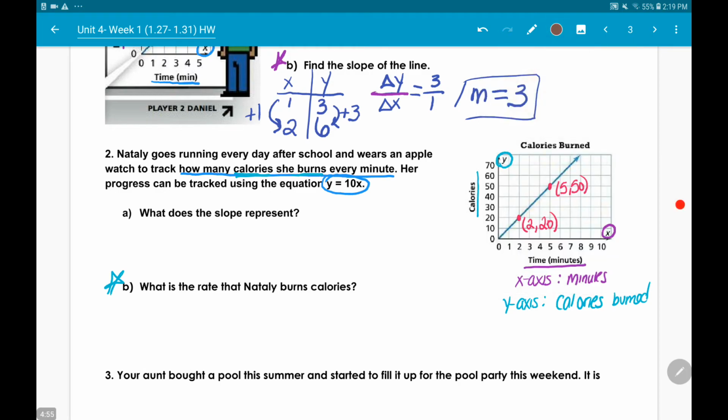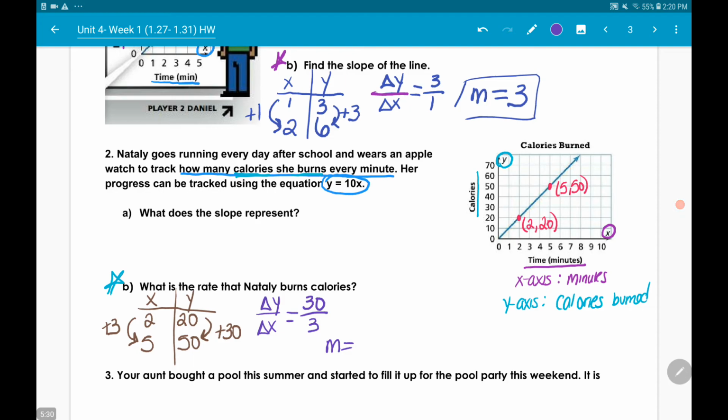And now step number 2, let's make a table. 2 and 20, 5 and 50. Okay, let's see how much we're adding or subtracting by. This side is plus 30. The other side looks like plus 3. And let's fill out our little equation here. Changing y over changing x. We have 30 over 3. So m equals 10.